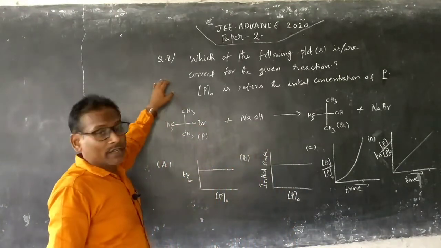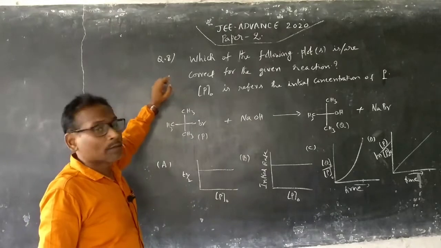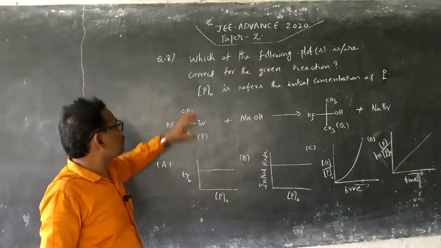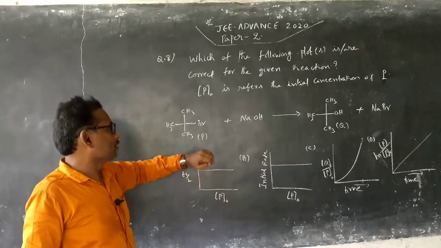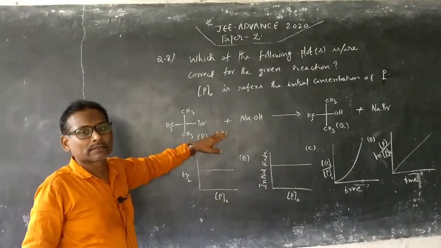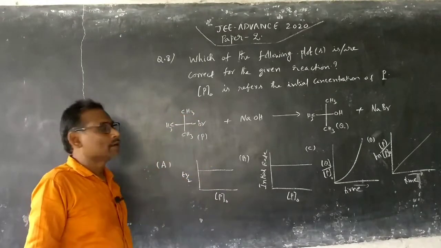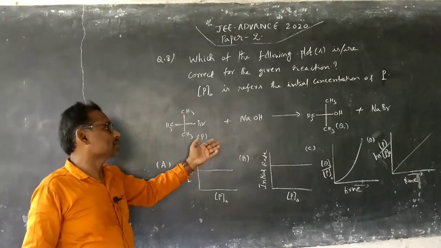This is question number 8, chemistry. Here some plots, some graphs, are given with reference to a particular reaction. So which graphs are correct? That is the question. Which plots are correct as per this chemical reaction?